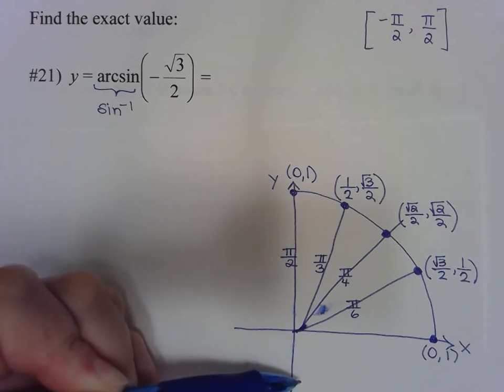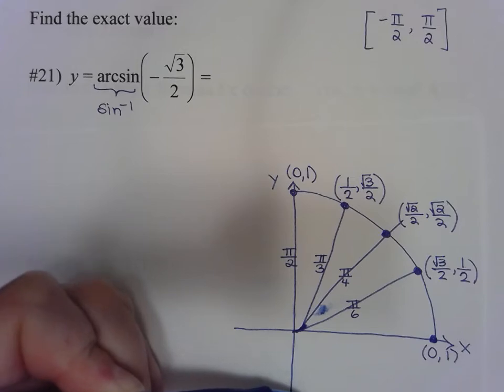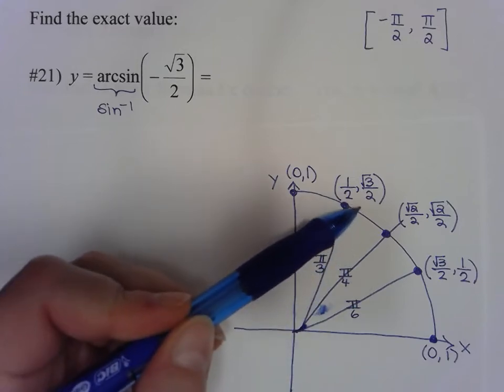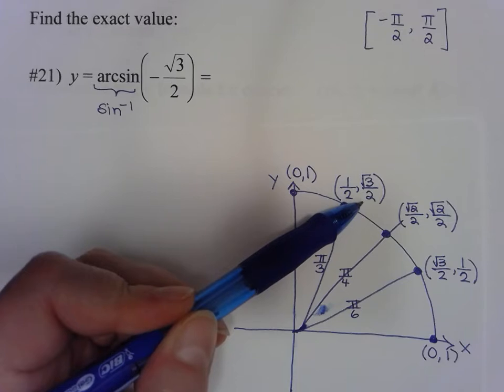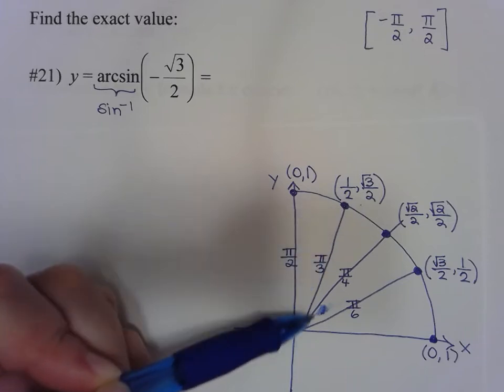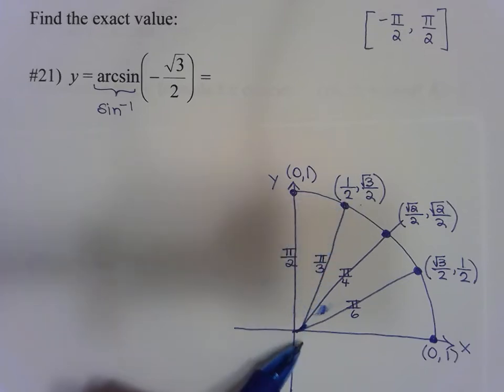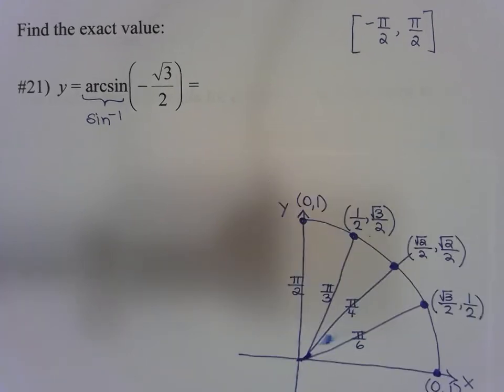Where would it be negative square root of 3 over 2 for the sine? The sine is the y value. This is where it is positive square root of 3 over 2. That's at 60 degrees or pi over 3. So it would be 60 degrees below the x-axis, right? Or negative pi over 3.